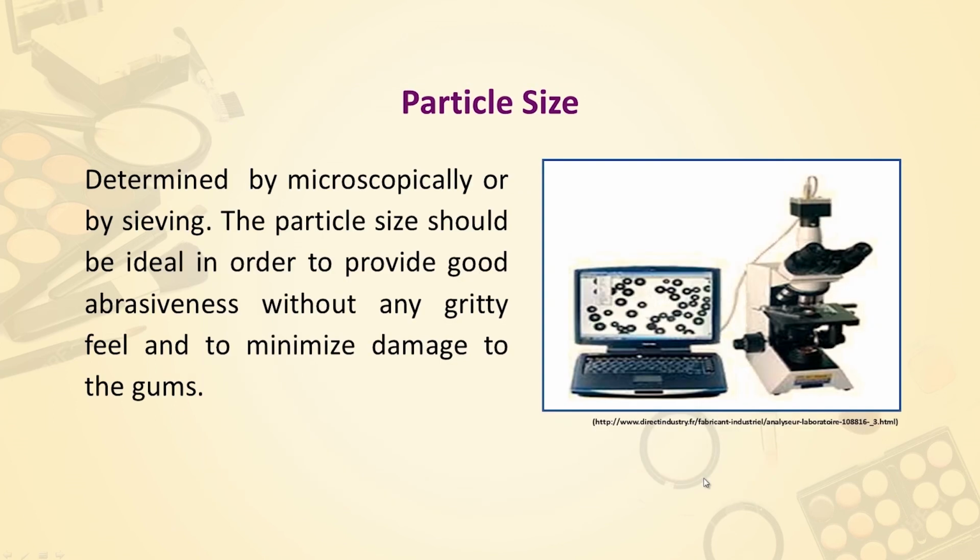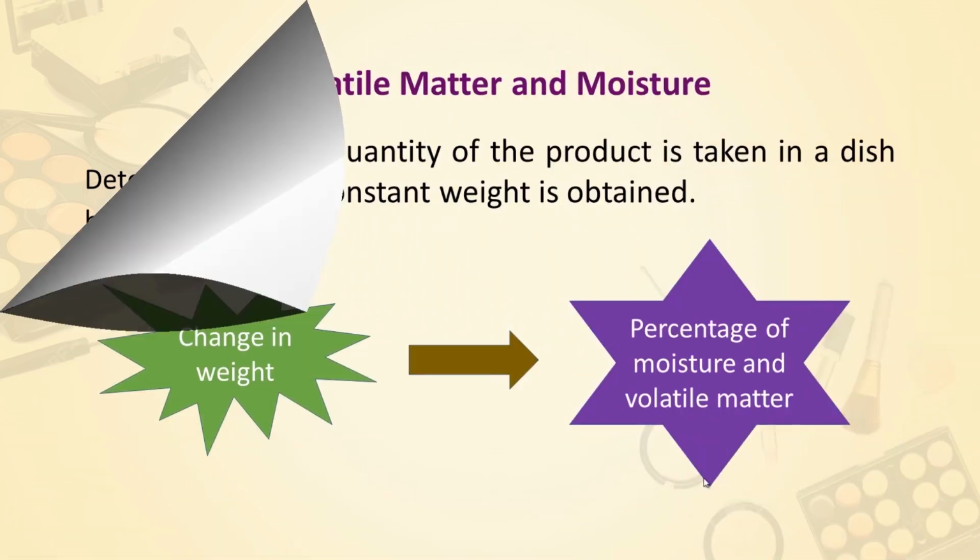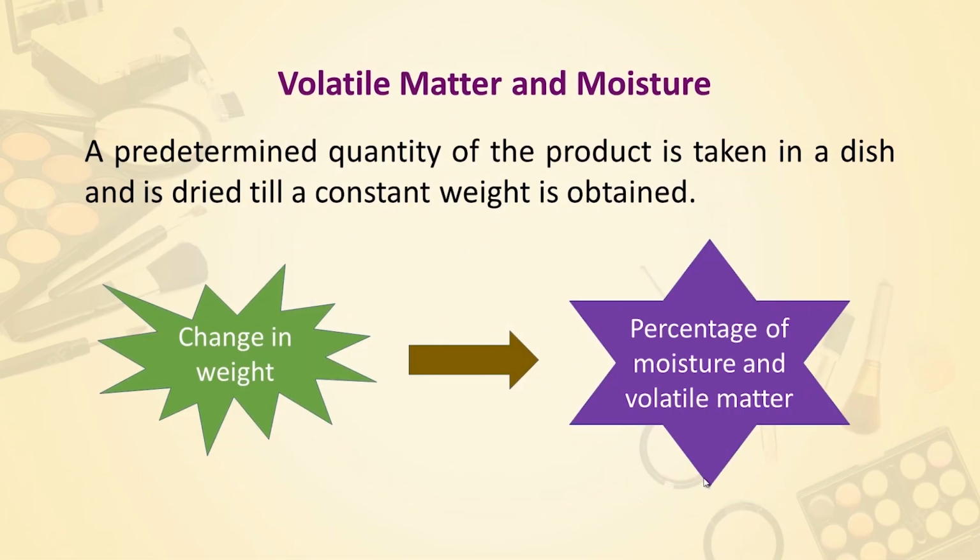Second is particle size. How to determine the particle size of toothpaste? It is determined microscopically or by sieving. The particle size should be ideal in order to provide good abrasiveness without any gritty feel and to minimize damage to the gums. Next is volatile matter and moisture. A predetermined quantity of product is taken in a dish and dried till a constant weight is obtained. The change in weight will indicate the percentage of moisture and volatile matter.